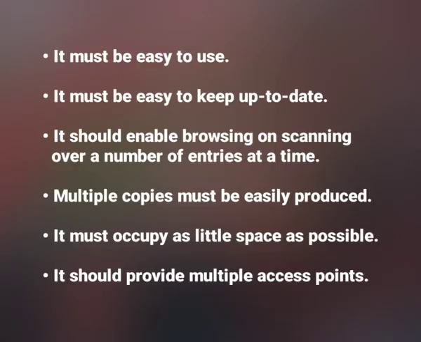So, students, now I am concluding my today's lecture about physical forms of the catalogue, the conventional forms. The library catalogue is an indispensable tool of the library. Therefore, whatever physical form of a catalogue you are using or you are going to use, it should have the following features. First one, it must be easy to use by the users. It must be easy to keep up to date. It should enable browsing or scanning over a number of entries at a time, thereby saving the time of the user. Multiple copies must be easily produced at a low cost. It must occupy as little space as possible. And lastly, it should provide multiple access points to the users.